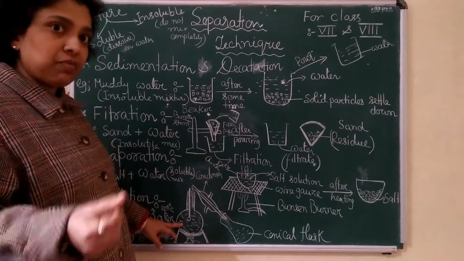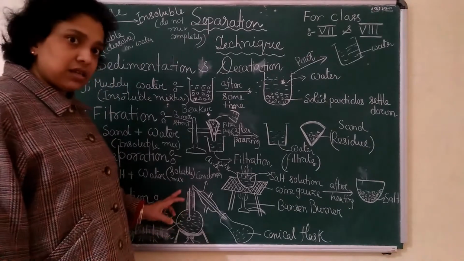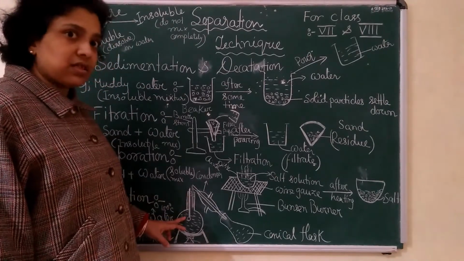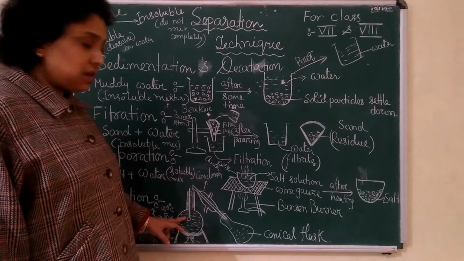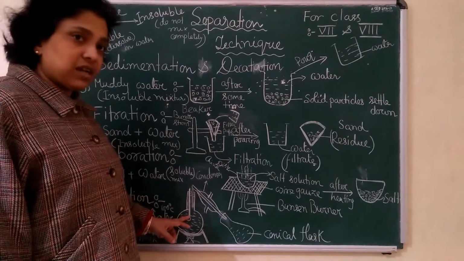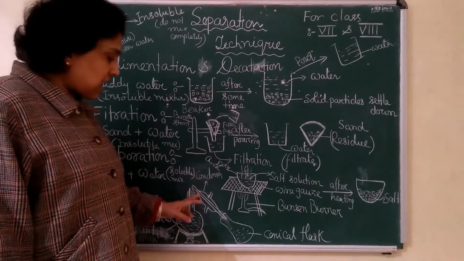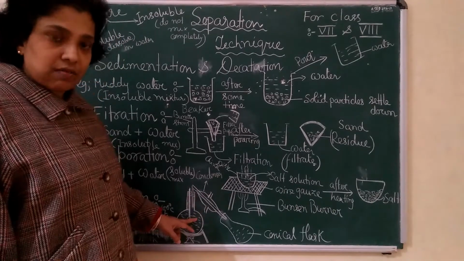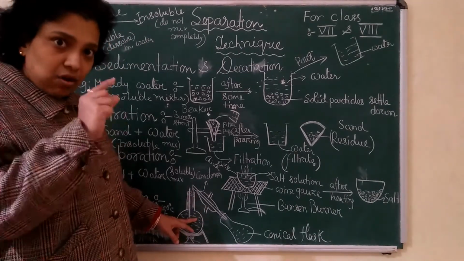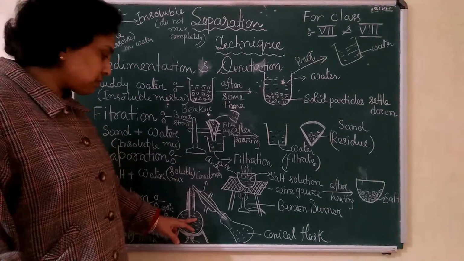Stop the video and write down what I have said. First thing, distillation. This is a distillation flask. We have taken, inside the distillation flask, a thermometer inserted, as well as a condenser attached to this distillation flask. These 3 points are the arrangement of this process.